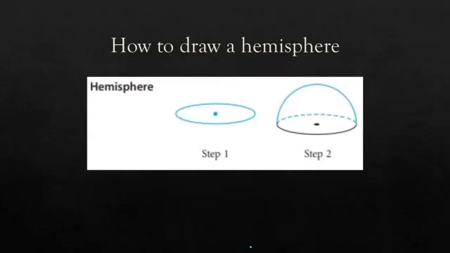Drawing a hemisphere is pretty simple as well. We're going to draw that oval, and we'll mark the center, and then we'll draw half a circle above the top, and we'll dash the line in the back, usually the top one, to show that it is on the back.